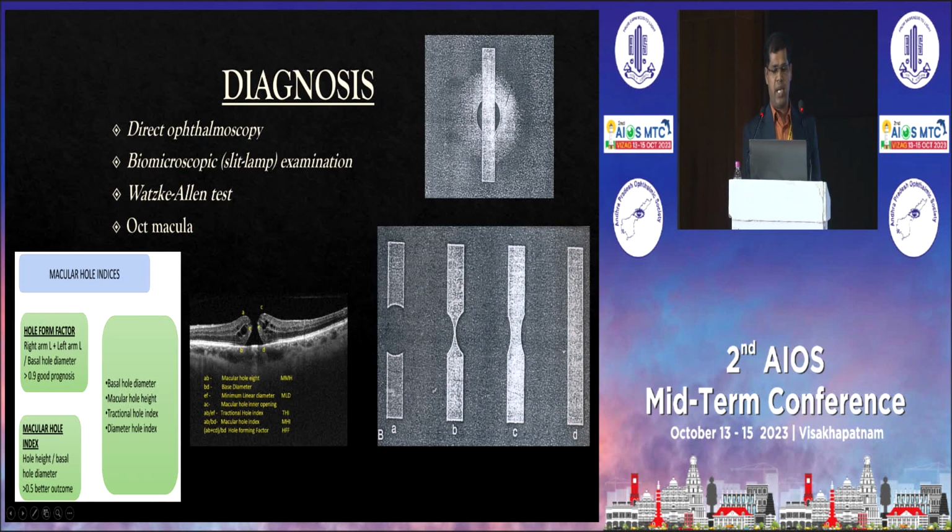Coming to the diagnosis, by direct ophthalmoscopy and slit lamp biomicroscopy examination, we can see and diagnose macular hole. If we do a Watzke-Allen test, where we project a slit beam, we can see the defect in the center. On OCT also, we can make out the macular hole.